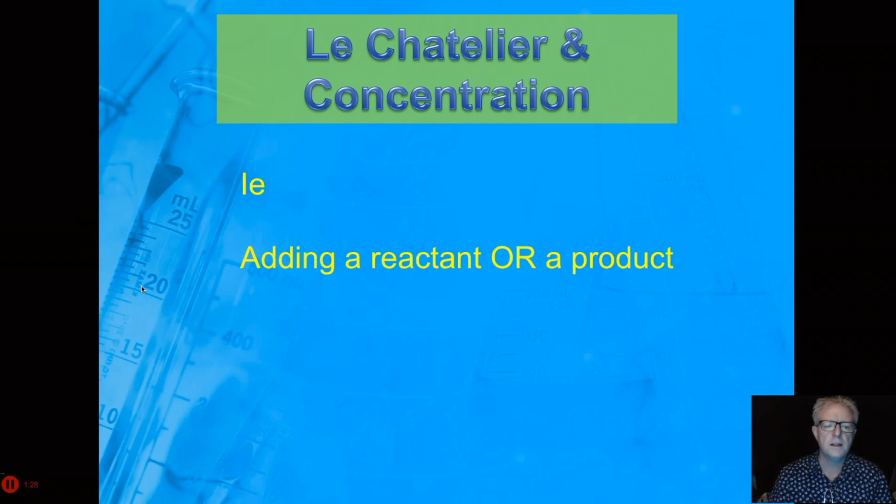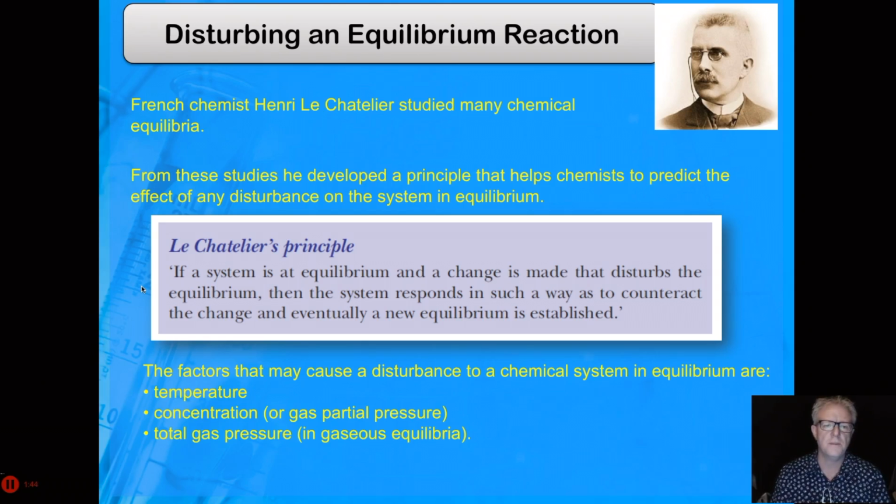So that is, specifically, if we add a reactant or a product, and of course we can remove them as well. So adding or removing a product or a reactant will affect its concentration and therefore the equilibrium position. So let's check this out.